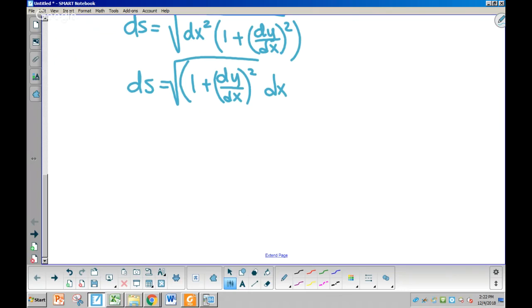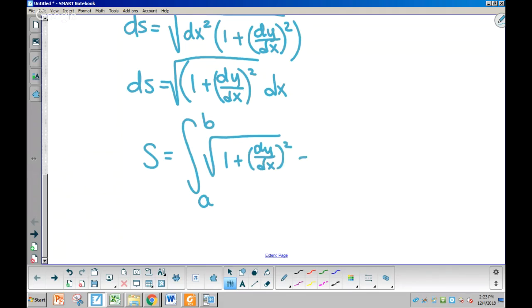So I can suggest that a small, infinitesimally small piece of the arc length is going to equal the square root of 1 plus the derivative of your function squared times the little piece of dx. But I don't want just a little infinitesimally small piece of the arc length. I want all of it. So I'm going to integrate, I'm going to sum them all up from A to B of the square root of 1 plus dy dx quantity squared dx.